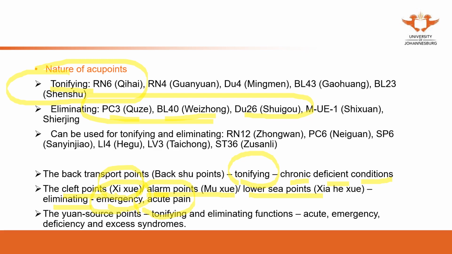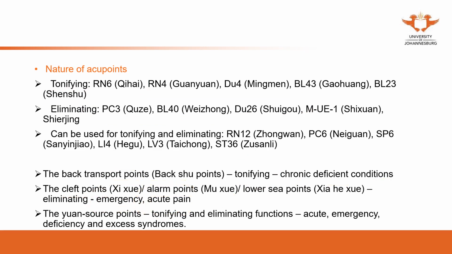Because when the meridian qi and blood circulation flow to the cleft, the flow becomes much quicker. It can be used for emergency. The yuan source points can be used for tonifying and eliminating, acute, emergency, deficiency, and excess syndromes. So it can be widely used in different types of syndromes.